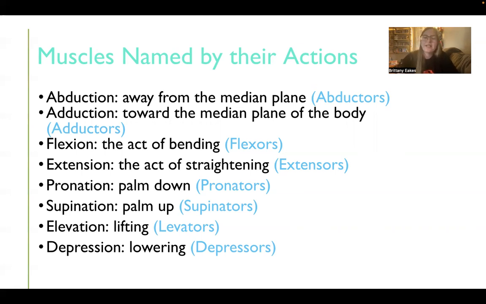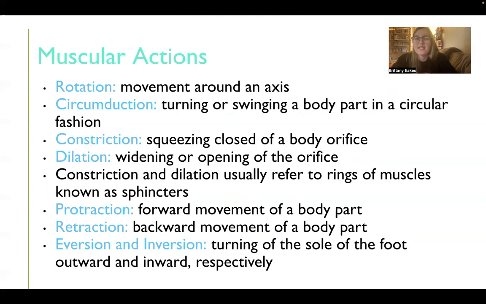Pronation, pronators, so it's like turning the hand with the palm down, and supinators would be palm up. If you see levator, it means it's going to lift something or raise. And depressors do the act of depression or lowering. So those are easy to distinguish if you know what those actions mean. We also have rotation, which is movement around an axis. Circumduction, which is turning or swinging a body part in a circular motion, like you're playing airplanes, maybe.